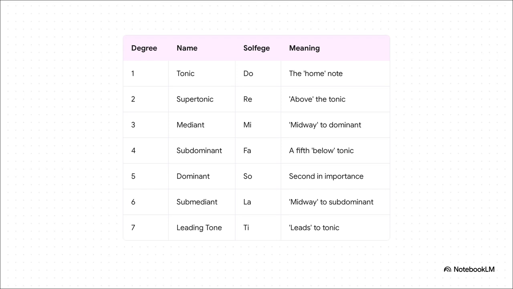Now check this out. The mediant, number 3, is called that because it's in the middle or midway between the tonic and the dominant. And the subdominant? And this is cool. It's not just one below the dominant. It's actually a perfect fifth below the tonic, like a mirror image of the dominant. Every name gives you a hint about that note's relationship to home.